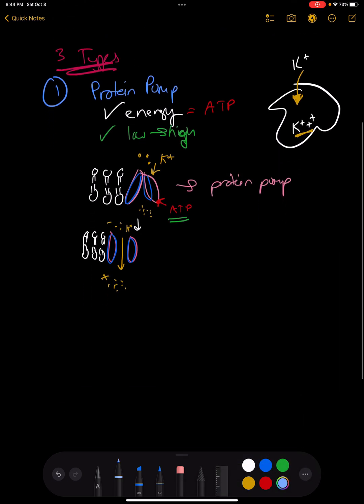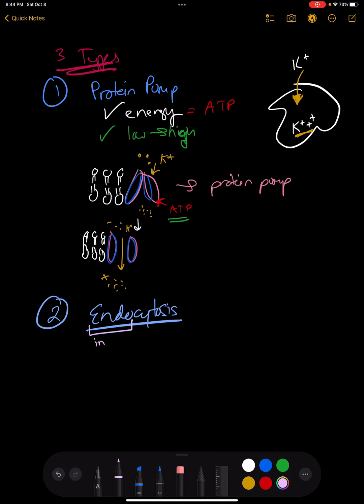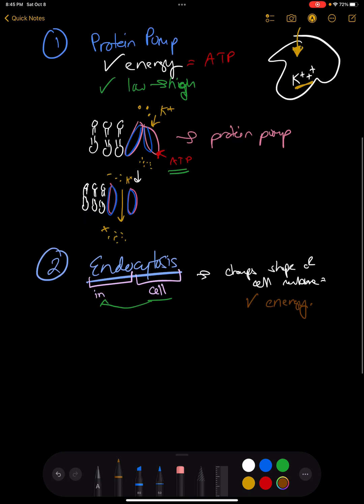My second type of active transport is called endocytosis. All right, so let's do word roots. If I look at the word, endo means in, and cytosis means cell. So we always read things backwards. I'm going to have my cell, and I'm going to bring something inside. Now, I'm still going from a low to a high concentration, and what endocytosis is really doing is changing the shape of the cell membrane. And guys, think about it. If you ever want to change your shape, like gain muscle mass, that means you definitely need a bunch of energy to do so.